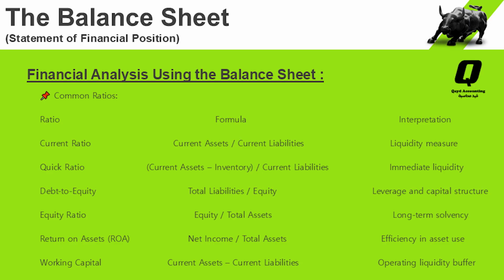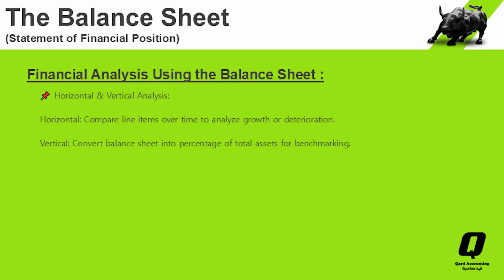Debt to equity: total liabilities divided by equity, showing leverage and capital structure. Equity ratio: equity over total assets, long-term solvency. Return on assets, ROA: net income over total assets, efficiency in asset use. Working capital: current assets minus current liabilities, an operating liquidity buffer.